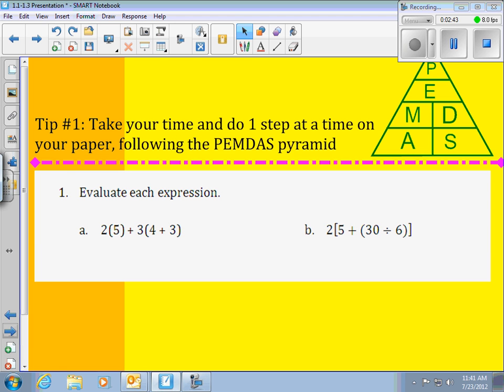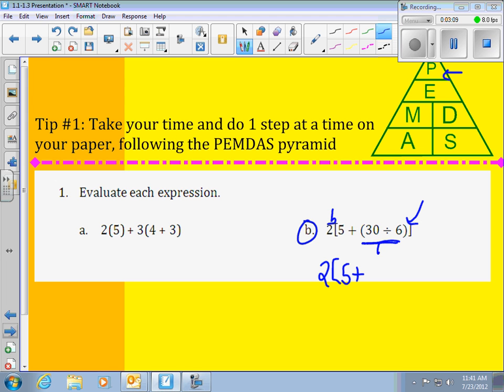I think we're going to look at problem B right here. And we have our chart up here, parentheses. Okay, here's a set of parentheses. Or grouping symbols, you also have the brackets. You can see the brackets right here. They're a grouping symbol. You do the innermost grouping symbol first, which is our parentheses. And 30 divided by 6 is 5. So this becomes 2 bracket 5 plus, this is now going to give us 5.